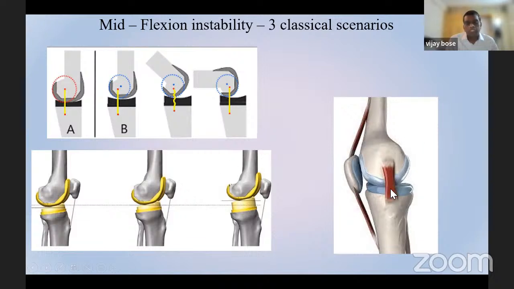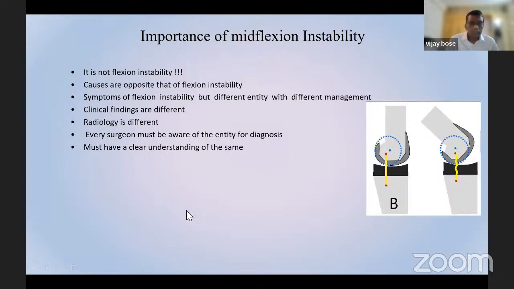If you injure the MCL or you release some fibers of the MCL, not the entire MCL, but defunction some fibers critical to the stability in that phase of flexion, then you get mid-flexion instability. These are the classically described three scenarios, which we have to be careful about. So the importance of mid-flexion instability is that it is not flexion instability at all.